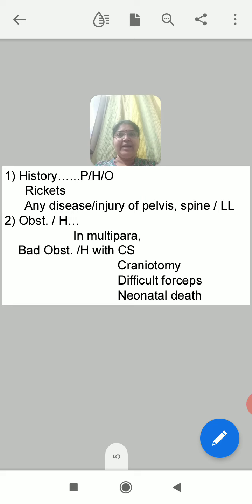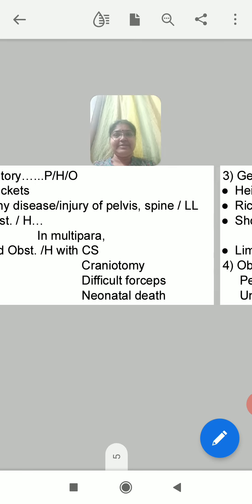have contracted pelvis. Then you will find certain obstetric history, like in multipara, bad obstetric history with cesarean section, craniotomy, difficult forceps and neonatal death. When such past bad obstetric history is there, it is again quite possible to have contracted pelvis.